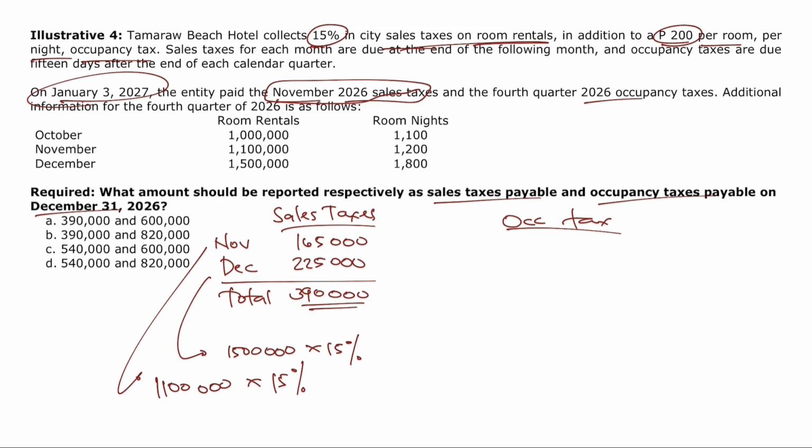Next, for the occupancy tax, tingnan muna natin kung ilang rooms ba ang total, ilang nights rather, ang total nating napaupa, no? So, 1,100 plus 1,200 plus 1,800, that's equal to 4,100 nights or room nights. Maliwanag ba? Okay ba tayo doon? Once again, 200 per room per night po tayo. Nagkakaintindihan ba? So, ang ibig sabihin dito, just multiply the 4,100 doon sa 200 na occupancy tax per night, makukuha na natin yung occupancy tax payable, which is equal to 820,000. So, illustrative problem number 4, bravo! Or that's 390 plus 820 will be our final answer. So, that's illustrative problem number 4.